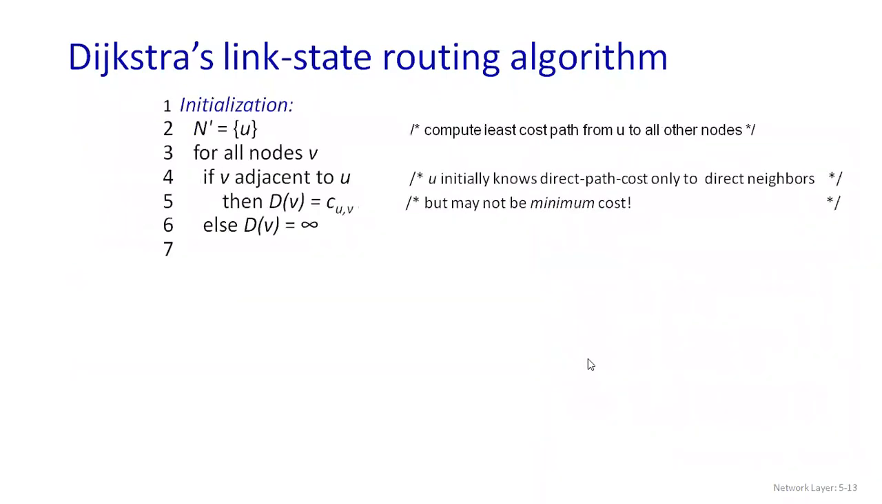So now here we are going to see the algorithm in a proper way. Initialization: first you have to compute the cost path from U to all other nodes. So how many nodes there are, you are going to write over here. Then for all the nodes V, if V is adjacent to U, then you write D of V equal to C of U comma V.